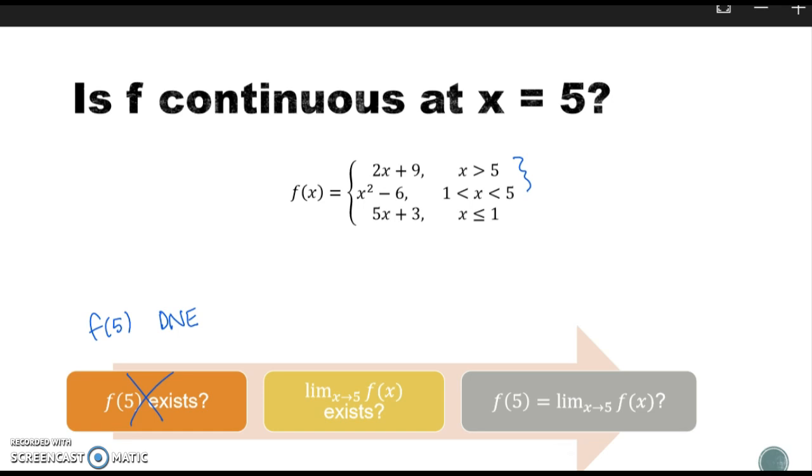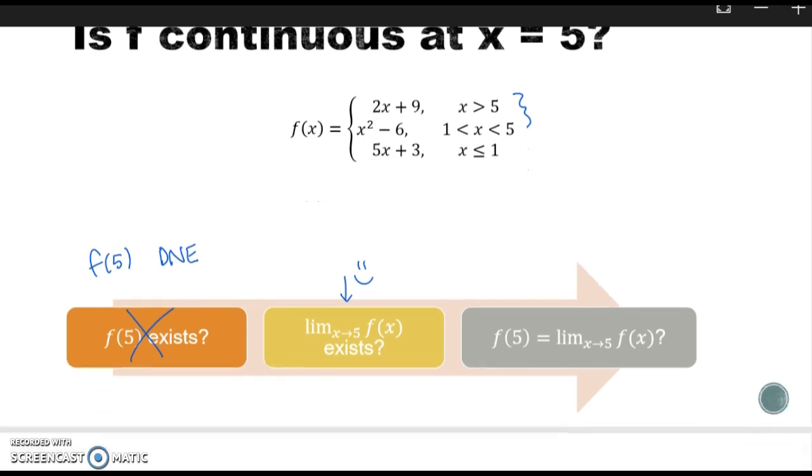If you were an overachiever, you might notice that this part is okay. This part does pass, but since we've already failed the test, we don't need to go any further. I'll leave that to you as an exercise if you want to prove to yourself that the limit as x approaches 5 does exist. It's just that it can't be continuous already.